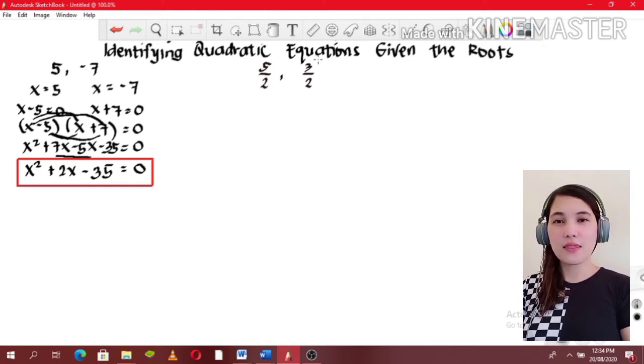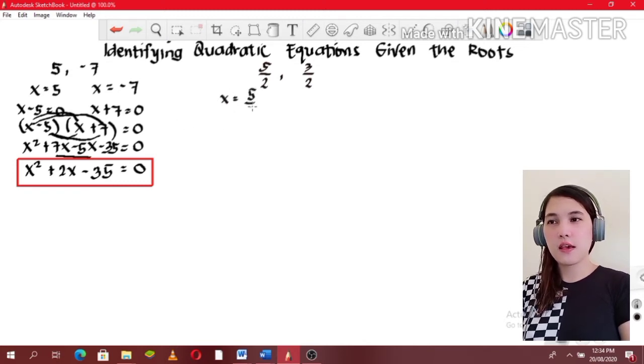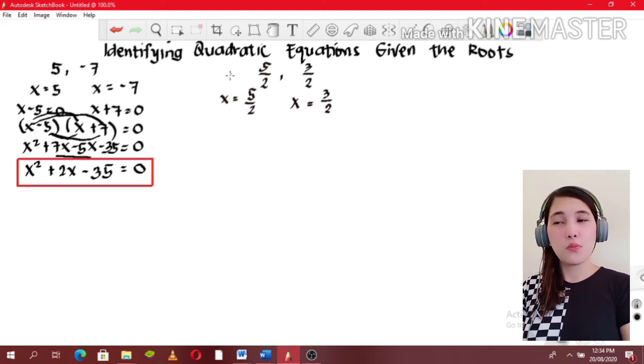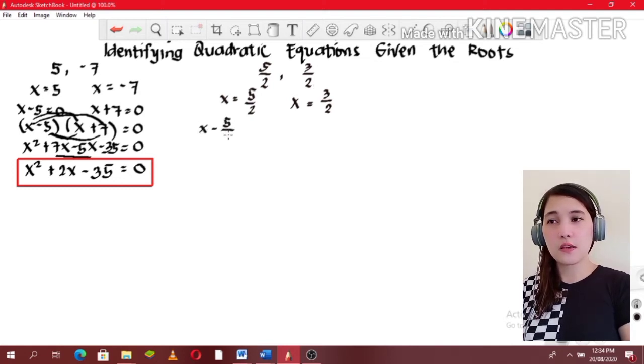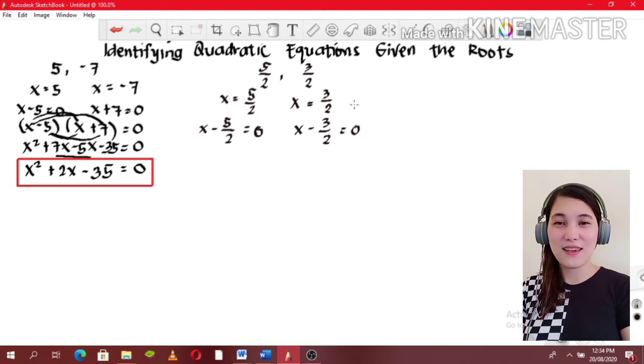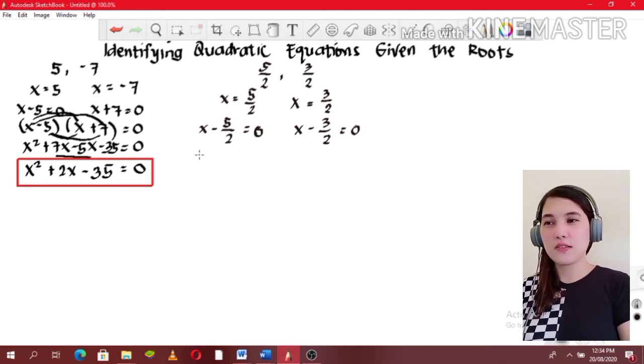So first, we will write these roots equals to x. So this will become x equals 5 halves, and the other one is x equals 3 halves. Okay, next is, we will move 5 halves and 3 halves on the other side of the equal sign. So this will become x minus 5 halves equals 0, subtraction property of equality. And the other one is x minus 3 halves equals 0, the same, subtraction property of equality. And then let's write x minus 5 halves and x minus 3 halves as product of two binomials. So this will become the quantity of x minus 5 halves times the quantity of x minus 3 halves equals 0.